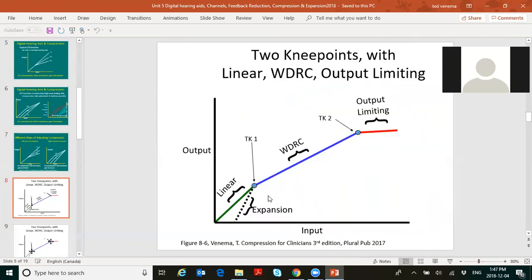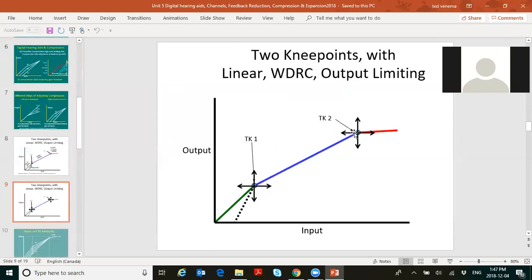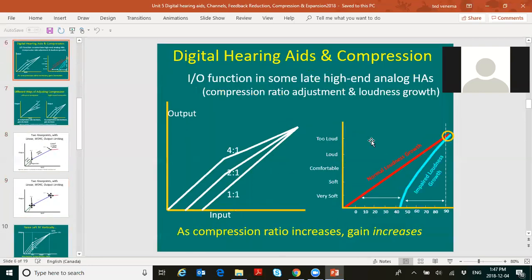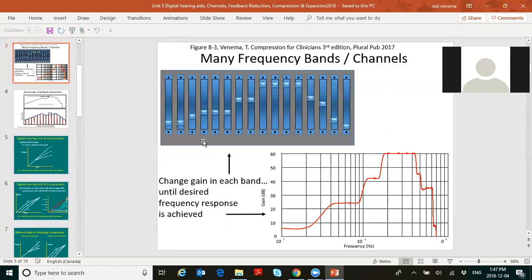So that really means you've got more than one knee point, and you're combining linear, WDRC, output limiting, all in one hearing aid. And you can raise or lower these knee points however you like. Now, remember, you and I aren't usually doing this. When we're fitting software, we are usually doing this. We're raising or lowering the channels. This is usually what we're doing when we're fine-tuning hearing aids on manufacturer hearing aid software.